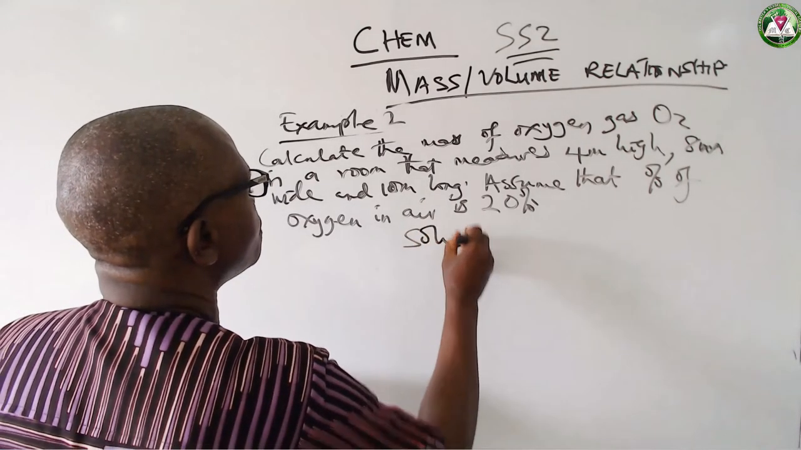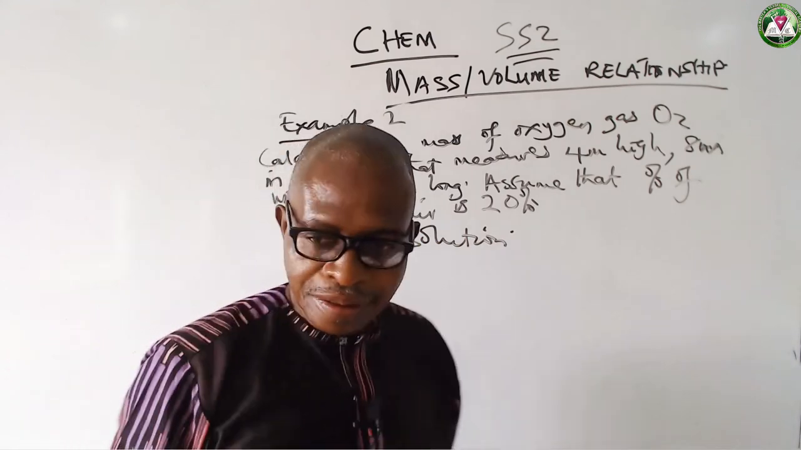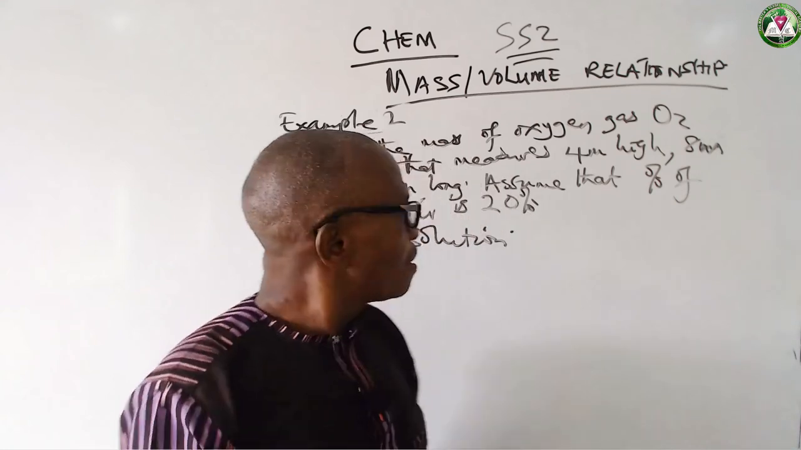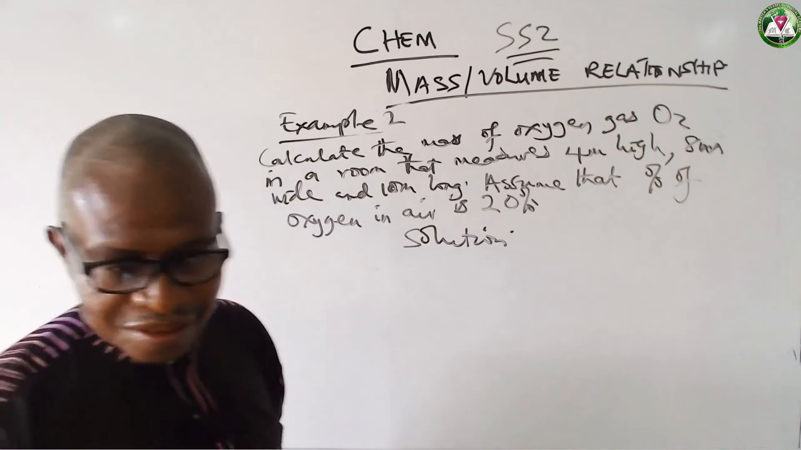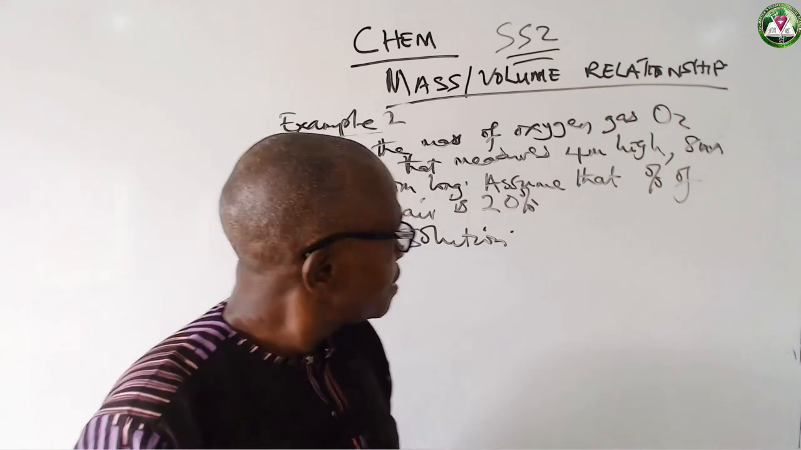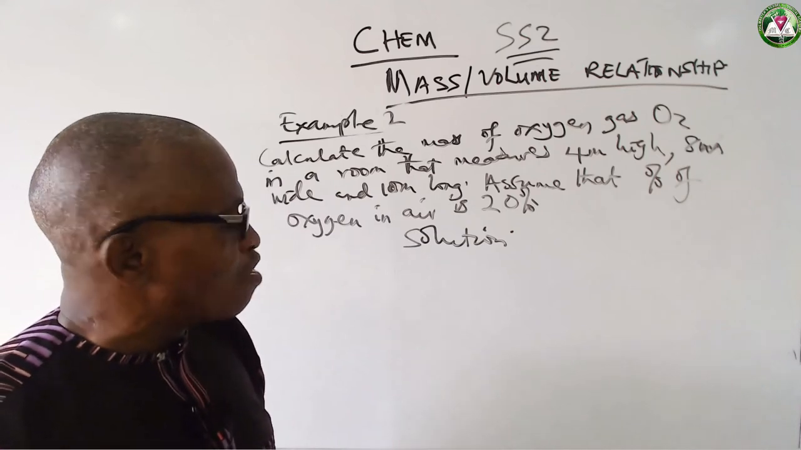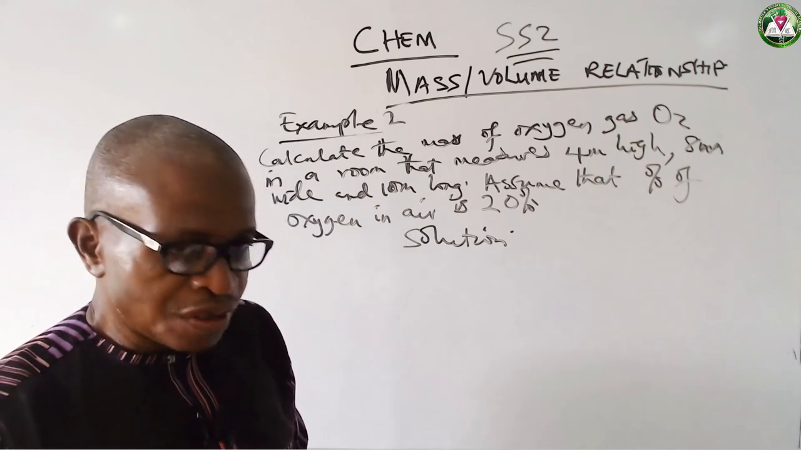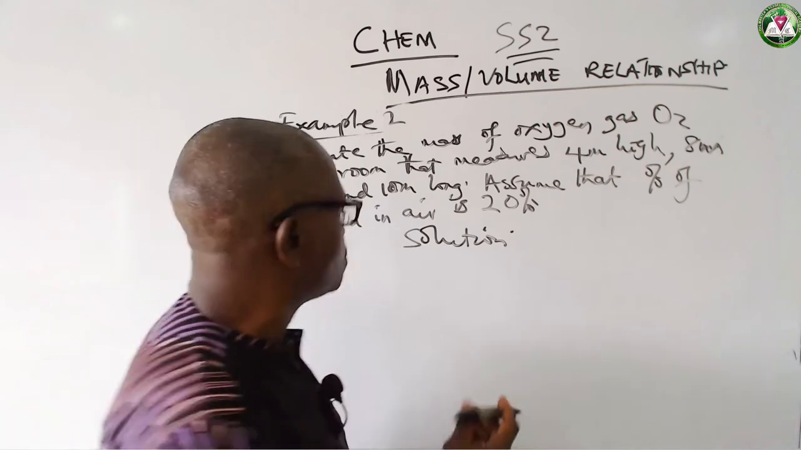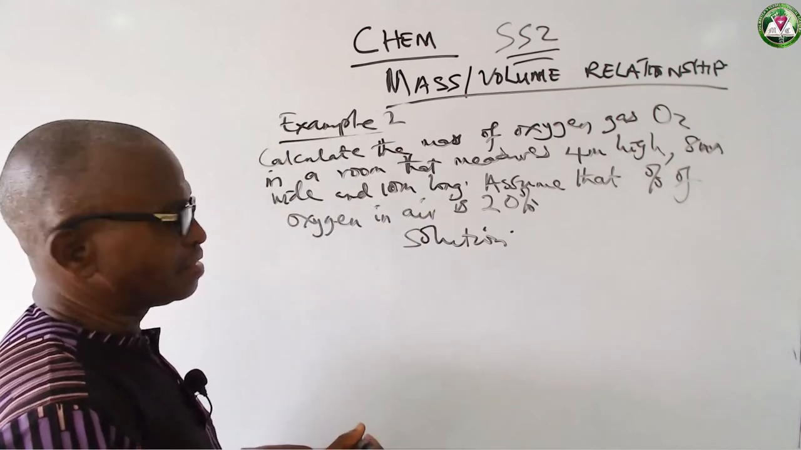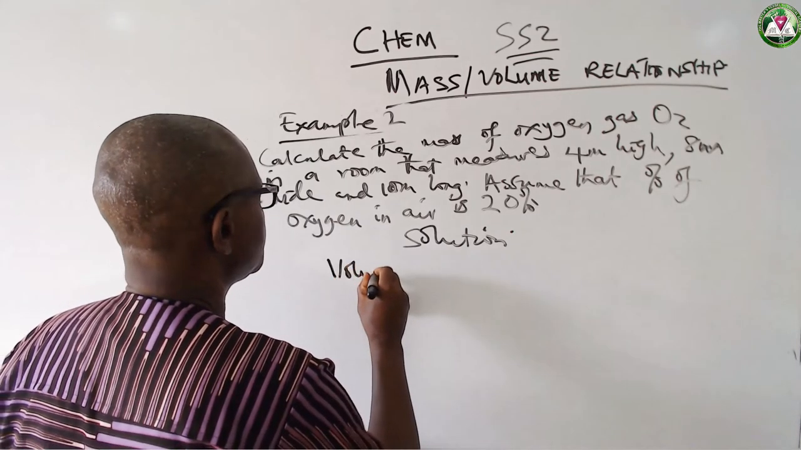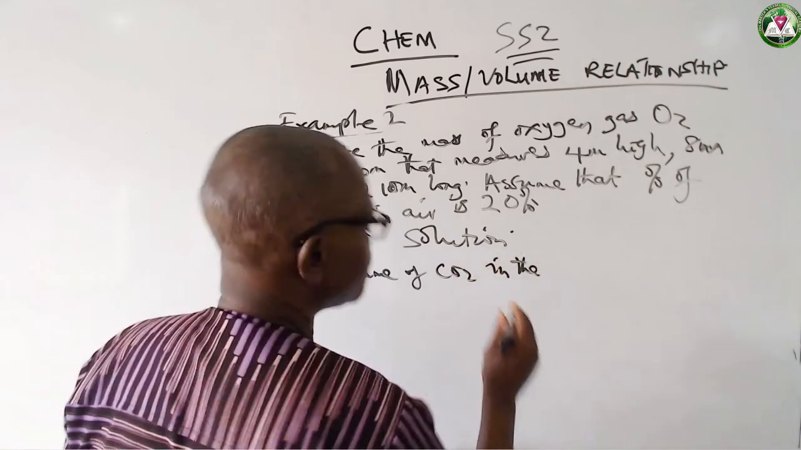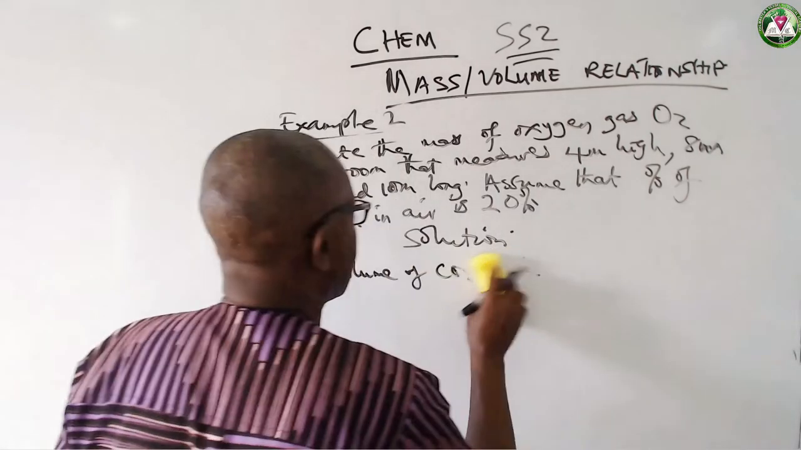Therefore, solution, how do we solve this? The first thing you think about, Kelechi, how do we solve this? The first thing you look at is to find the volume of air in the room. The volume of air in the room will be gotten from the volume of the room. You know that the room is three-dimensional. Therefore, volume of air in the room.